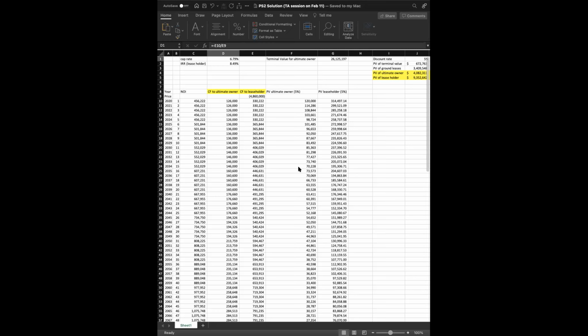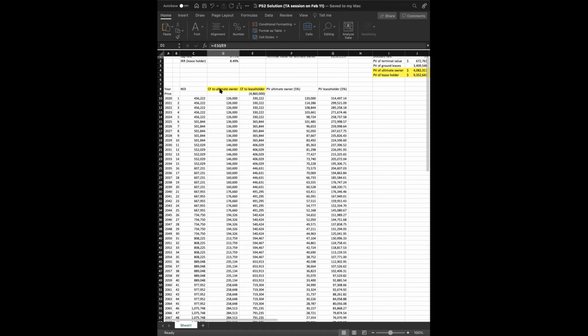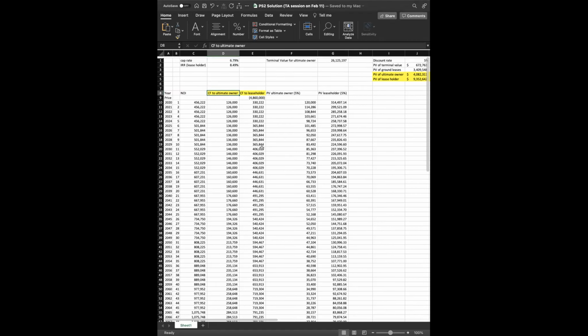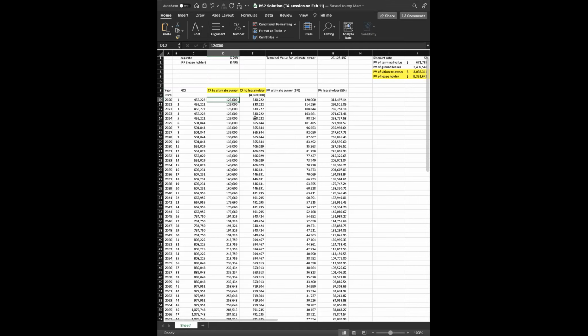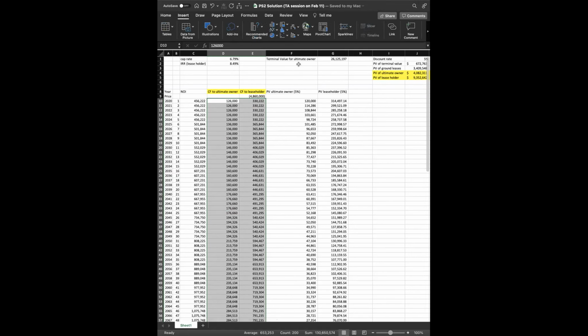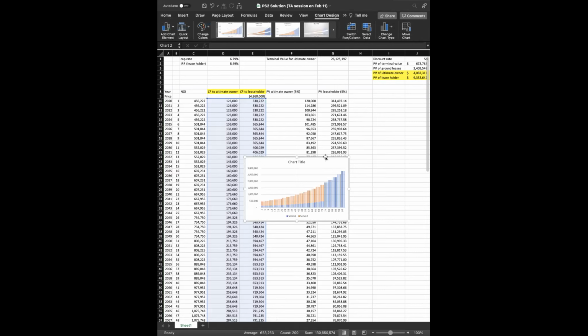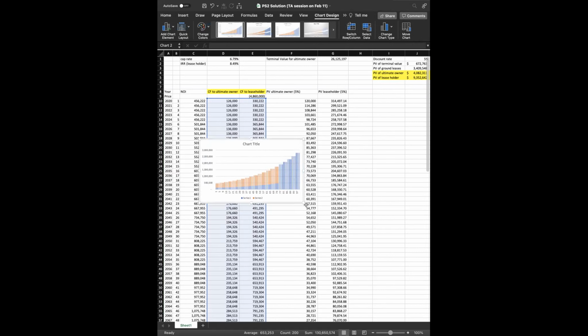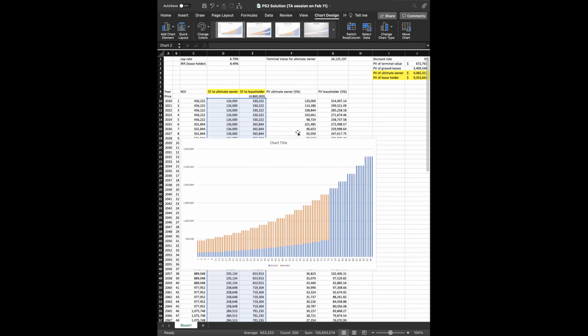And draw a stacked bar chart. So I didn't do this yet. I will do this now. So the blue part will be the cash flow for the ultimate owner. You can see it's relatively lower in the early years and becomes the whole cash flow in later years. And the cash flow to the leaseholder is the orange part. It's just the first 75 years.